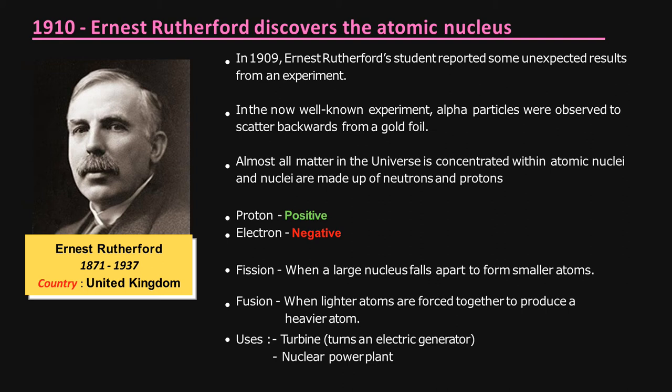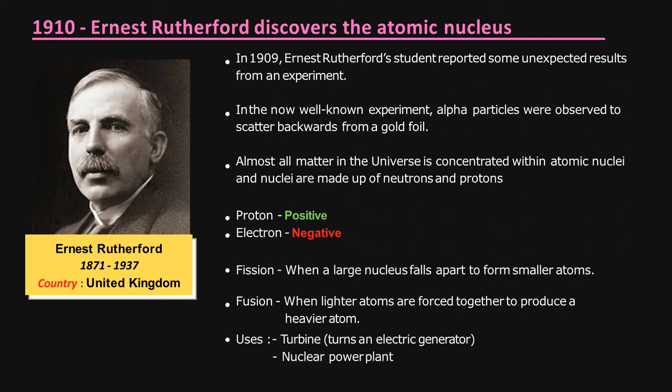Almost all matter in the universe is concentrated within atomic nuclei. Some are 100,000 times smaller than the atom. They contain 4,000 times more mass than their orbiting electrons. All nuclei are made of neutrons and protons, collectively known as nucleons, which play similar roles in maintaining the structure of the nucleus.